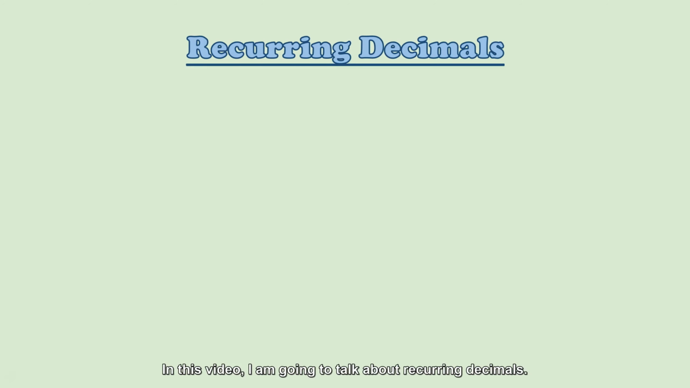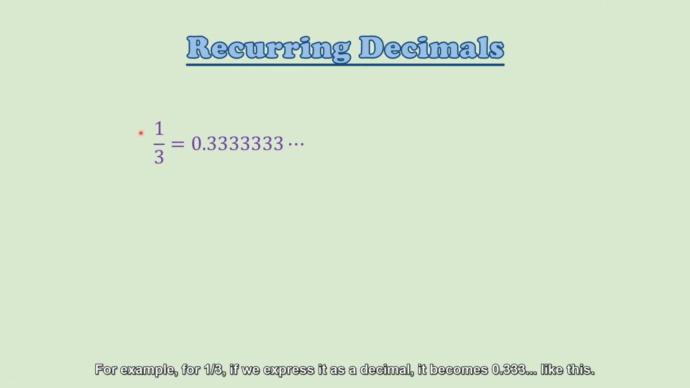In this video, I'm going to talk about recurring decimals. Recurring decimals are results from divisions like this. For example, for 1/3, if we express it as a decimal, it becomes 0.333 so on and so forth like this. In this decimal, the digit 3 is repeating, and the number of decimal places is unlimited. In this case, we call this decimal a recurring decimal.